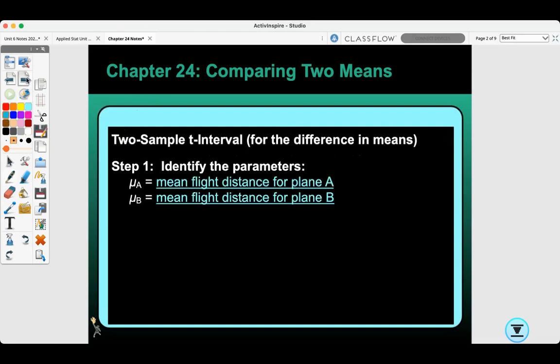We're going to have to name the confidence interval. So make sure you name the confidence interval with a two sample t interval for the difference in means. Step one is identify the parameters. So once you name the interval, you need to identify the parameters. The mean distance for plane A would be mu A, and the mean flight distance for plane B would be mu B.